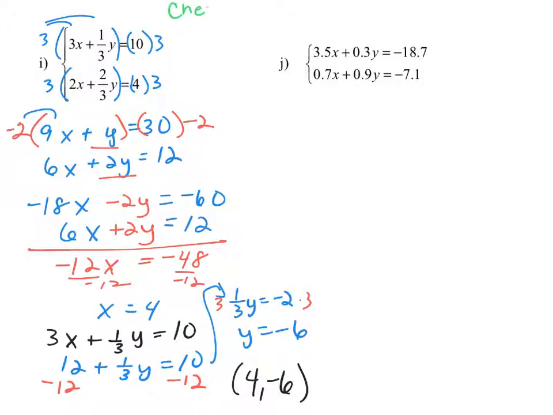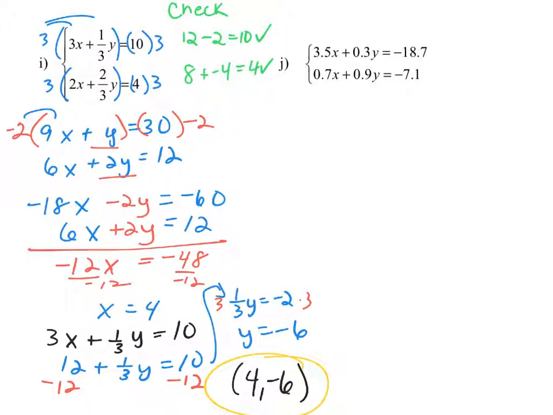And of course we want to check our work by plugging it back into the original equation. We're going to plug 4 into x, so 3x would be 12. 3 times 4 is 12. And then 1/3 of y. 1/3 of negative 6 is negative 2. So 12 minus 2 does equal 10. And 2x in the second equation, 2 times 4 is 8, plus 2/3 of y, where y is equal to negative 6. So that's going to be plus a negative 4, does equal 4. So we know that 4, negative 6 is a solution to that system of equations.